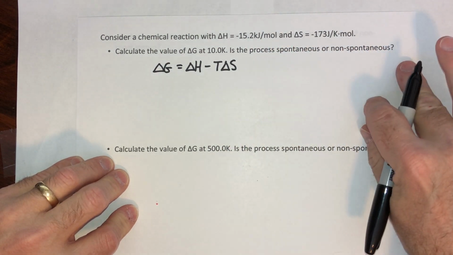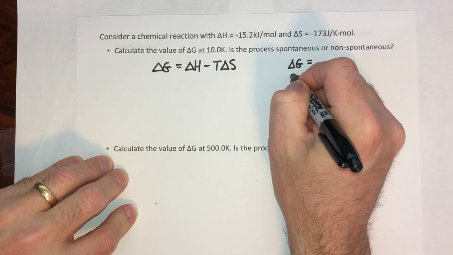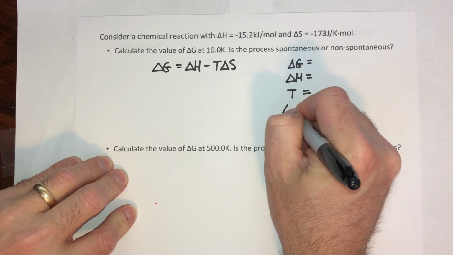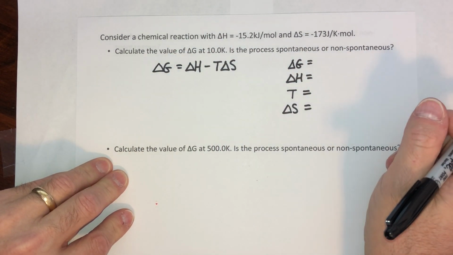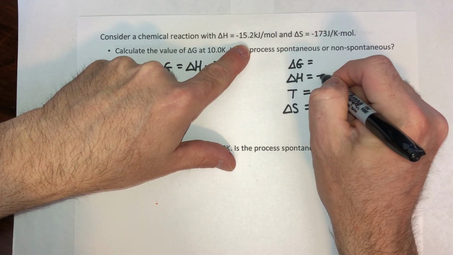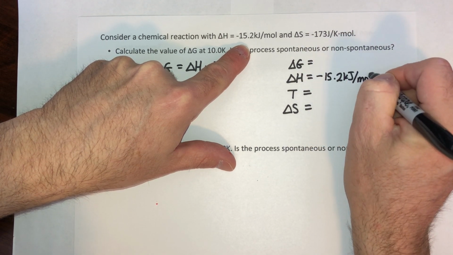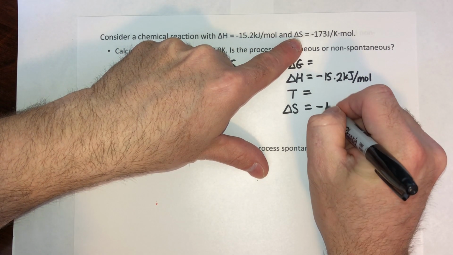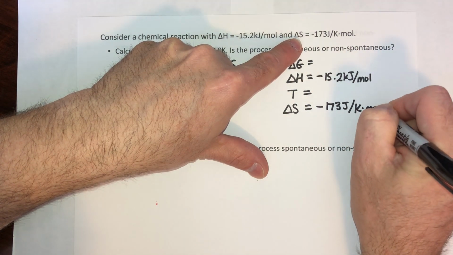And if I write my numbers off to the side, in order to do this, it involves delta G's, it involves delta H's, it involves T's, and it involves delta S, right? That's the four variables involved in this equation. So if we write down what we know, delta H is a minus 15.2 kilojoules per mole. Okay? If we write down our delta S is a minus 173 joules per Kelvin per mole.